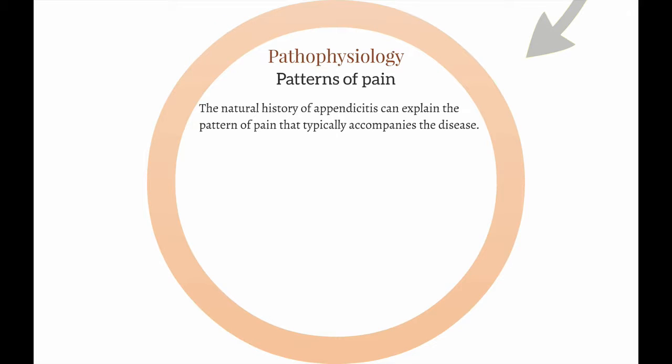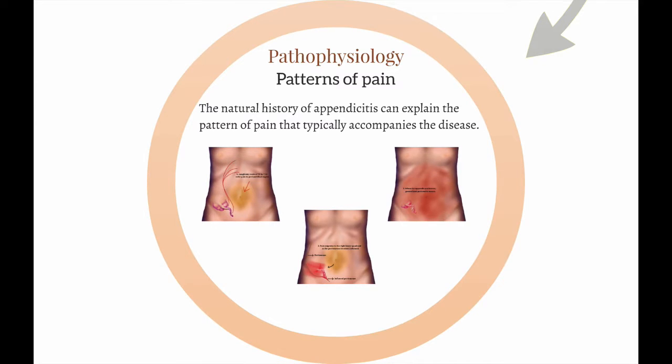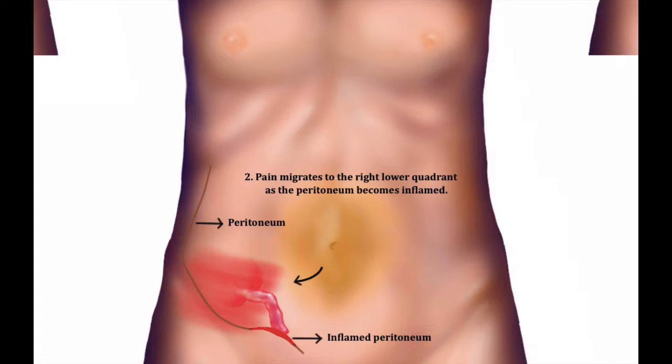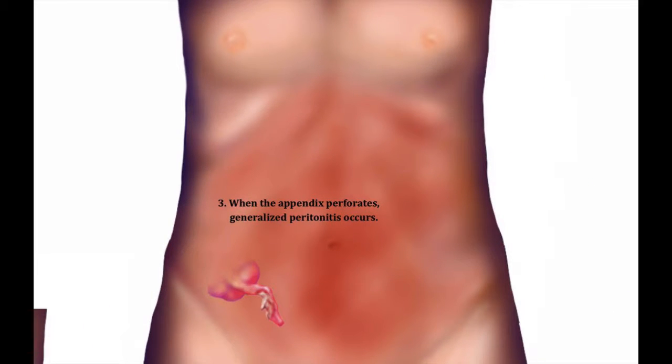The natural history of appendicitis can explain the pattern of pain that typically accompanies the disease. With the onset of localized ischemia, the parasympathetic nerves that lie near the orifice of the appendix and that correspond to the ganglionic roots from T8 to T10 are stimulated, creating a vague periumbilical or epigastric pain. When the parietal peritoneum adjacent to the appendix becomes irritated and inflamed, the pain migrates from the midline to the right lower quadrant. If the appendix perforates, the entire peritoneum will become inflamed and the patient may have generalized peritonitis.